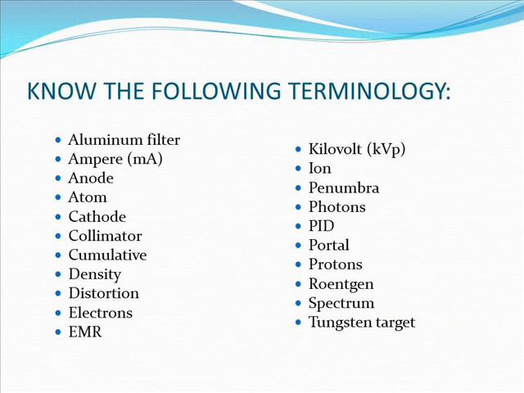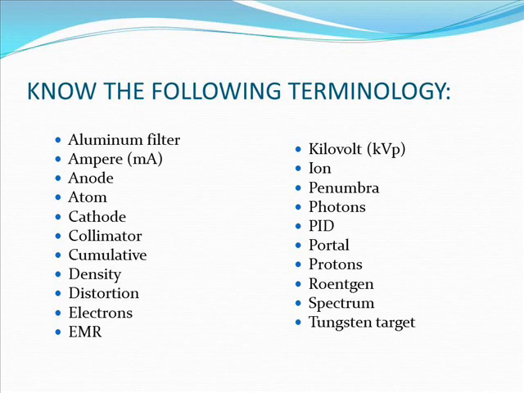Aluminum filter is the filter inside the X-ray head that keeps the weak radiation inside the X-ray head, only allowing the strongest radiation to come out. A milliampere is an amount of electrons. Milliamperes are the amount of electrons that are released or used to create radiation.